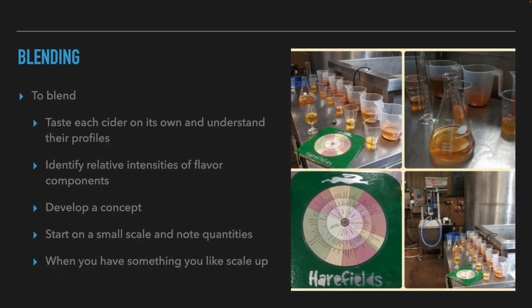To blend, first the cider maker will taste each of the drinks separately and analyze their flavor components with the strengths of each of the ingredients. Next, the cider maker will think about the concept they want to get from the final drink. Then, they will try it in small amounts while writing down the amounts. If it doesn't turn out well, they can adjust it until they get to a good result. And only at the end, they will blend on a larger scale according to the quantities they used in the small experiment. And that's it.